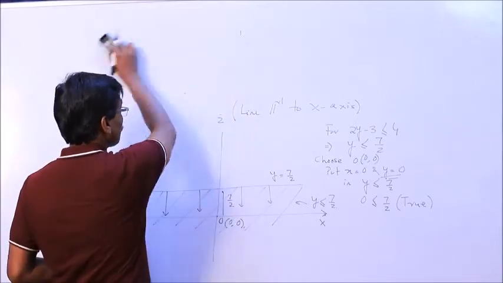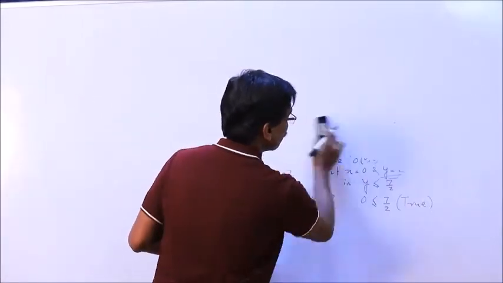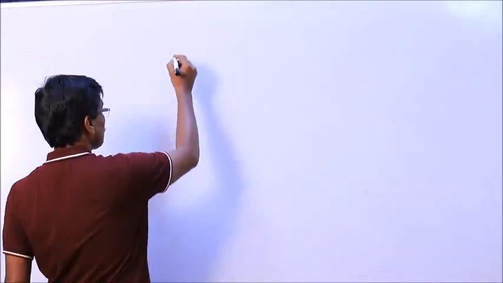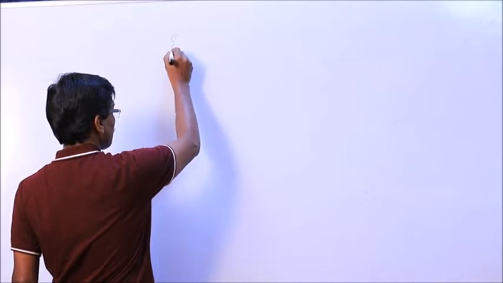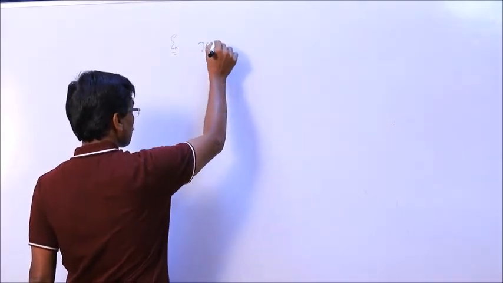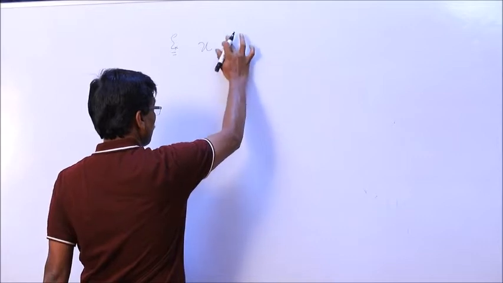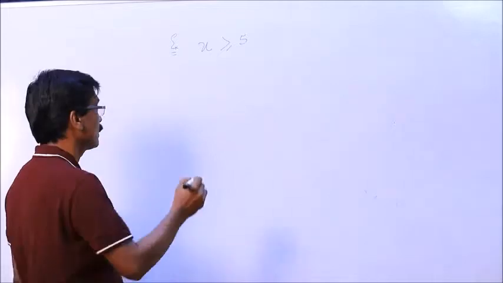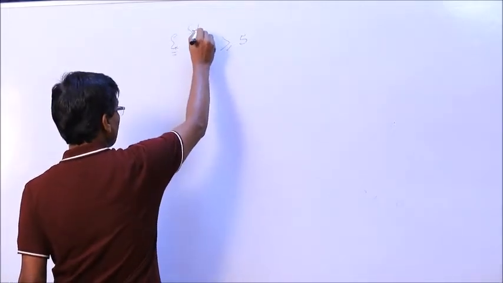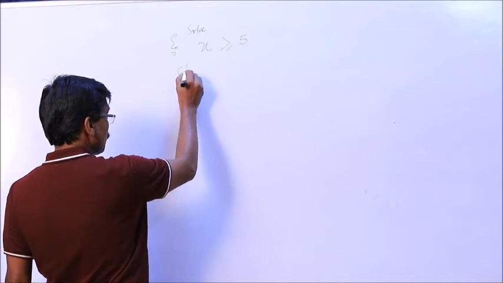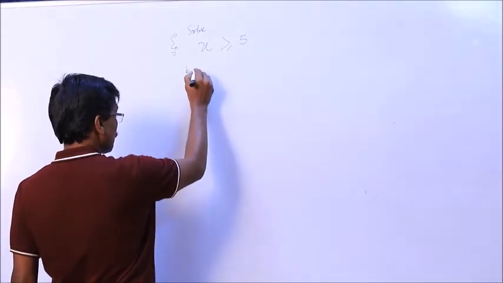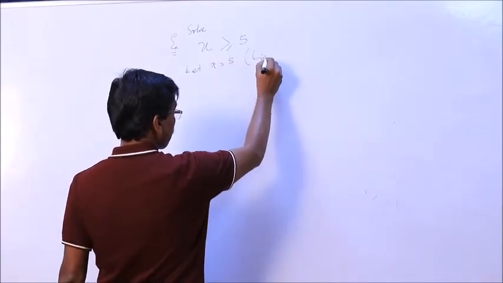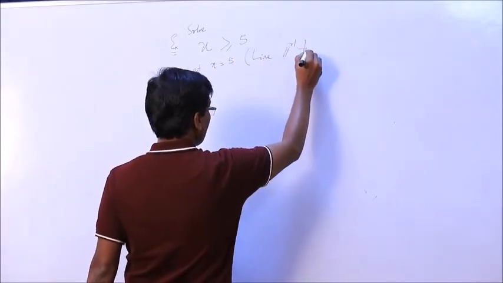Similarly, we can take one more example, say x greater than or equal to 5. If we solve this inequality, first of all we let x is equal to 5. So, this is a line parallel to the y axis.